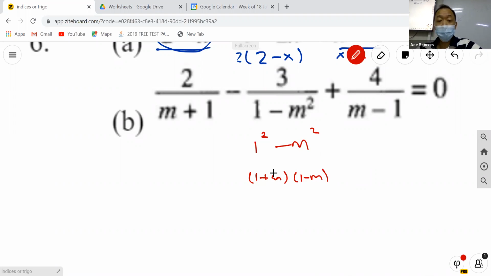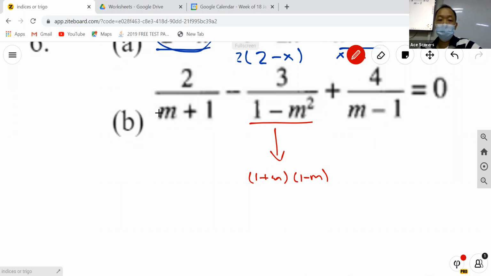Right? But this looks very awkward for this. This is m minus 1. This is 1 minus m. Okay? So what you can do is you can actually do a swap, for this or for this. I'm talking about the denominator, okay? The denominator here, this one can be reduced to this. 1 minus m squared is 1 plus m, 1 minus m.